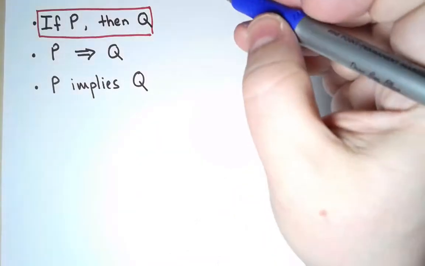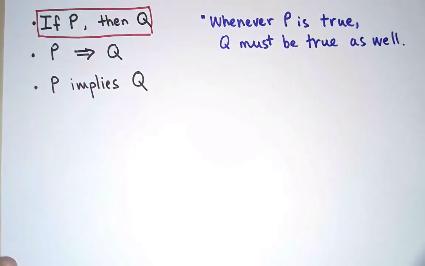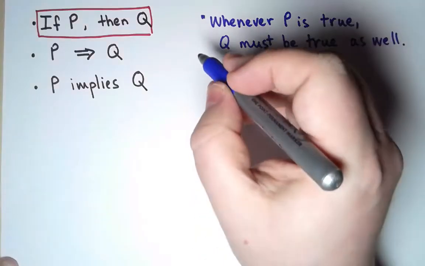What does a conditional statement mean? When I have if P then Q, that means that whenever P is true, Q must be true as well. And that's it. That is all it means, nothing more. So to be very precise, I'm going to spell out that in particular we're saying nothing whenever P is false. Whenever P is false, we don't care.